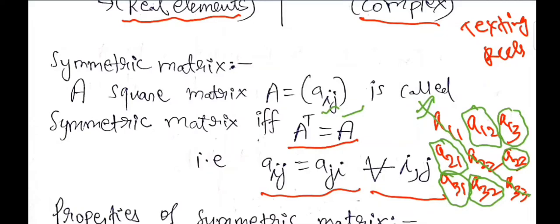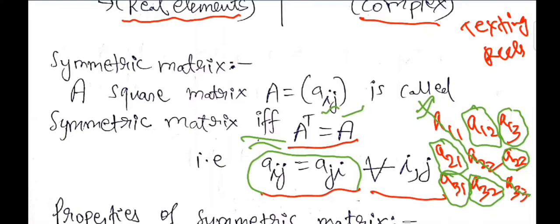So a square matrix A equal to Aij is called a symmetric matrix if and only if A transpose is equal to A, that is, Aij equal to Aji for all i, j. Such a matrix is called a symmetric matrix. You have to remember this properly.